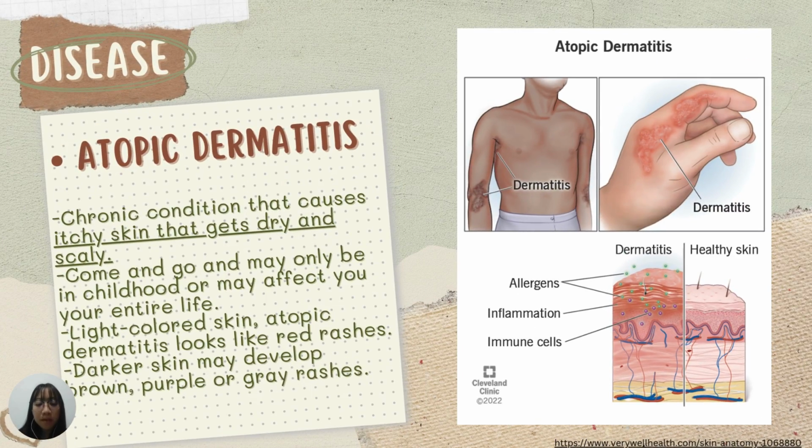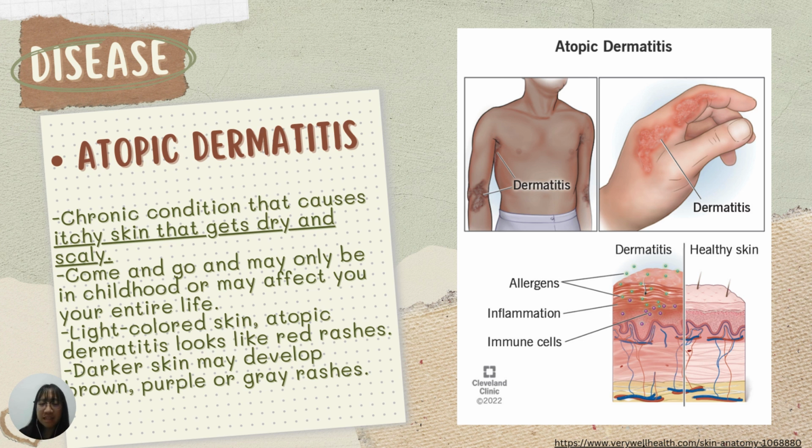So atopic dermatitis is a type of eczema which is quite chronic because it will cause your skin to become very itchy and your skin to become dry and also scaly. It comes and goes and may only be in childhood or may affect your entire life. So basically, for those people who have light colored skin, the atopic dermatitis looks like red rashes, while those who have darker skin may see the atopic dermatitis to be brown, purple, or gray rashes.